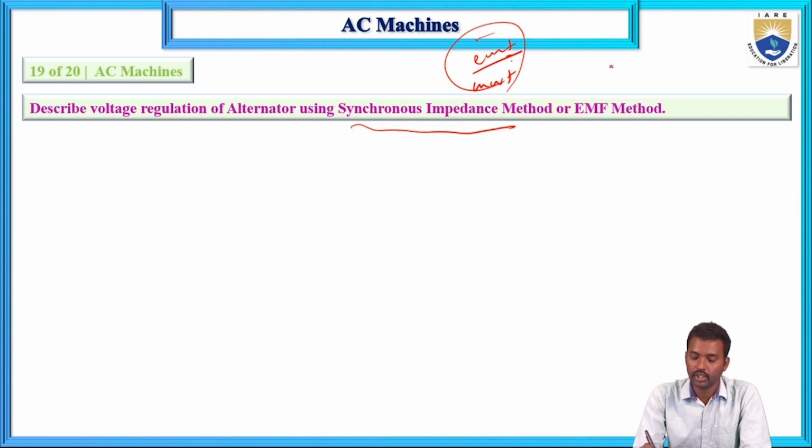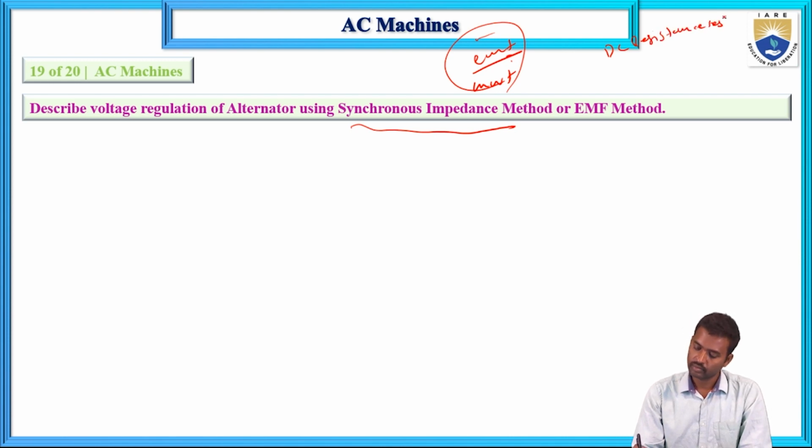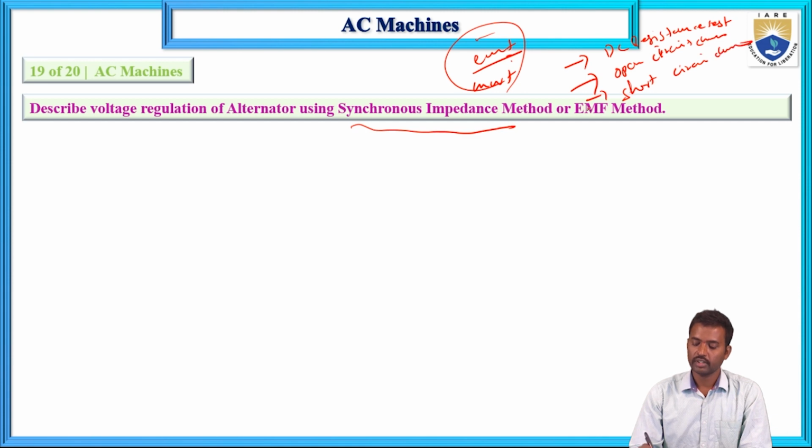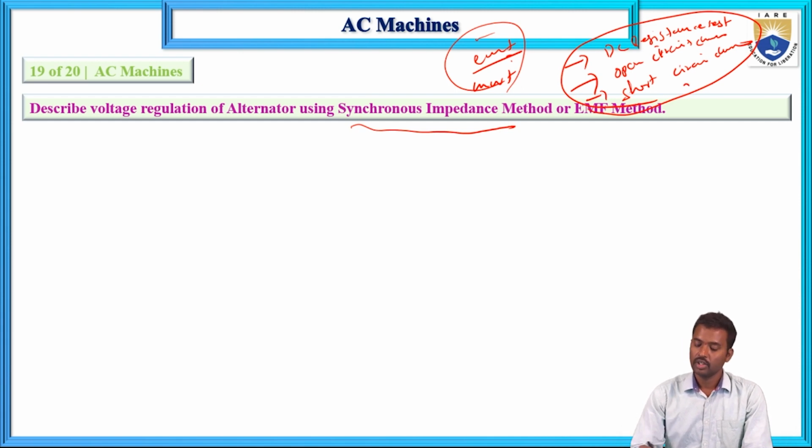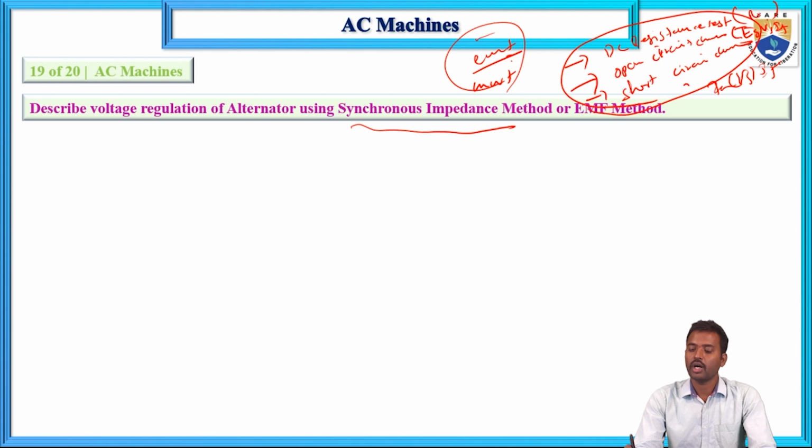The EMF method means that to conduct it we need a DC resistance test first, the second is the open circuit characteristics, and the third is the short circuit characteristics. So three tests we will perform on the alternator. From the open circuit test, induced EMF versus field current, and from the short circuit test, armature current versus field current, and in this we will get RA.